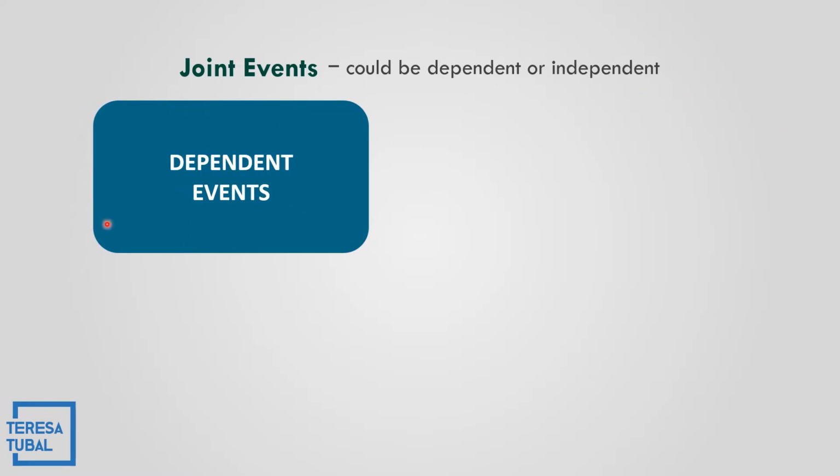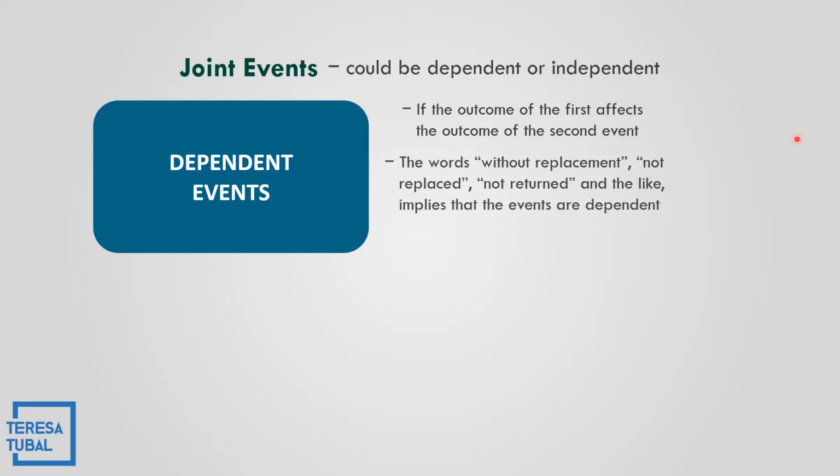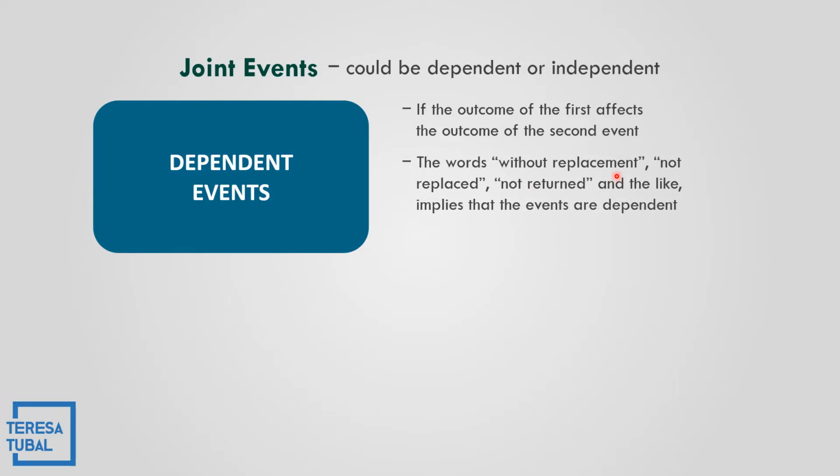What is dependent events? Dependent events if the outcome of the first affects the outcome of the second event. In other words, in the problem, we will see the words without replacement, not replace, not return, and the like, which imply that the events are dependent. The formula for the dependent events is probability of A intersection B. It is equal to probability of A times the probability of B following A.